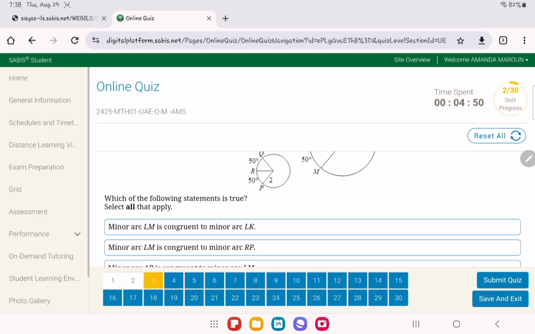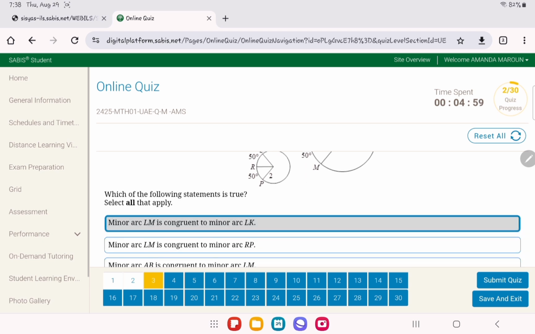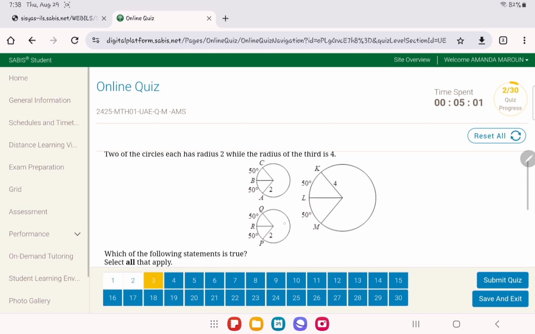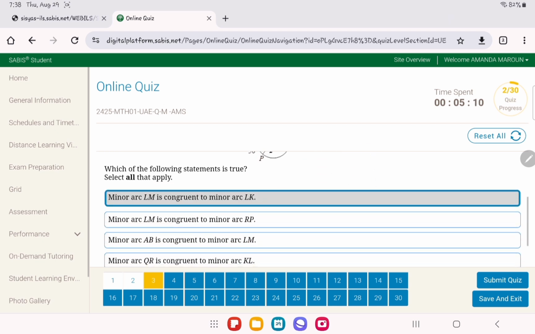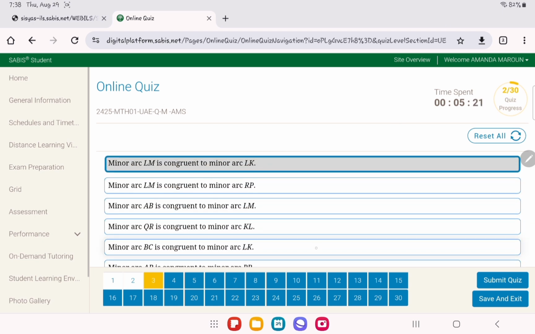So minor arc LM is congruent to arc LK. LM and LK have the same radii and the same measurement, so yes, they are congruent. LM is congruent to RP? This is 2, this is 4. No, they are not congruent. They have different radii. AB is congruent to LM? No, this is 4, this is 2, different radii.